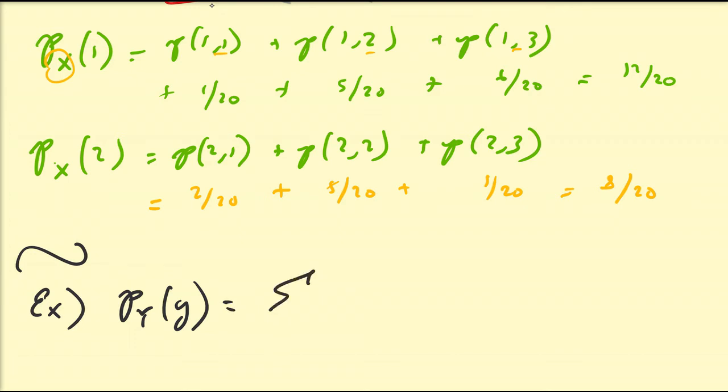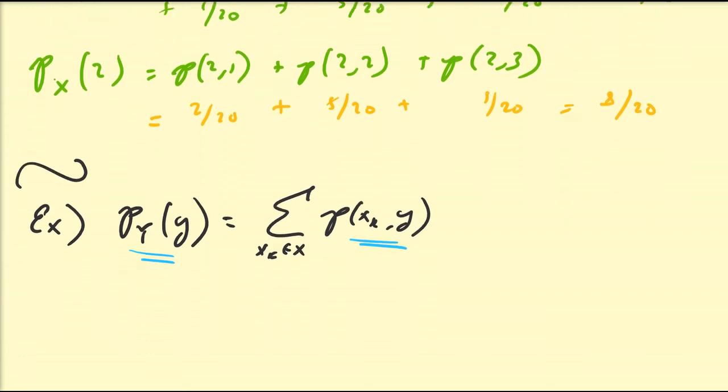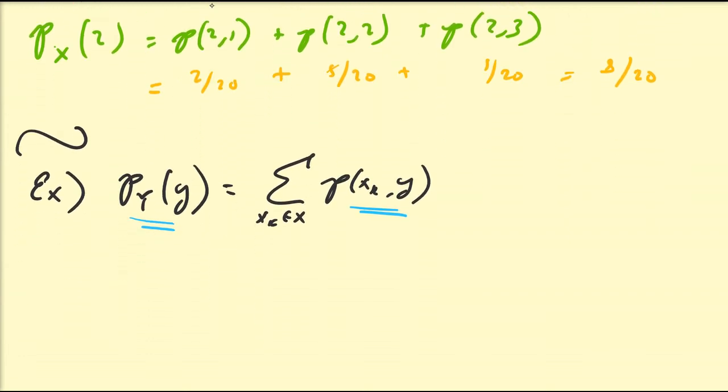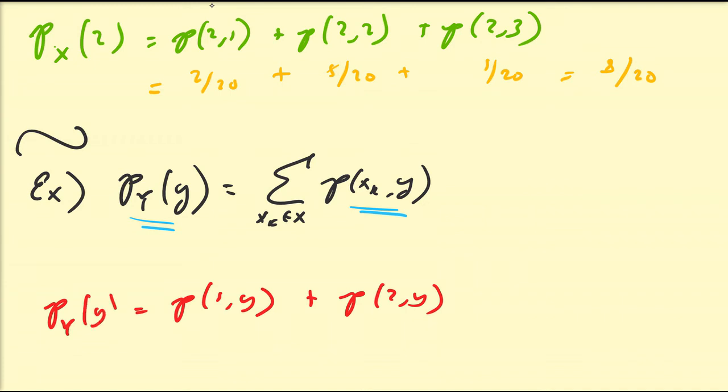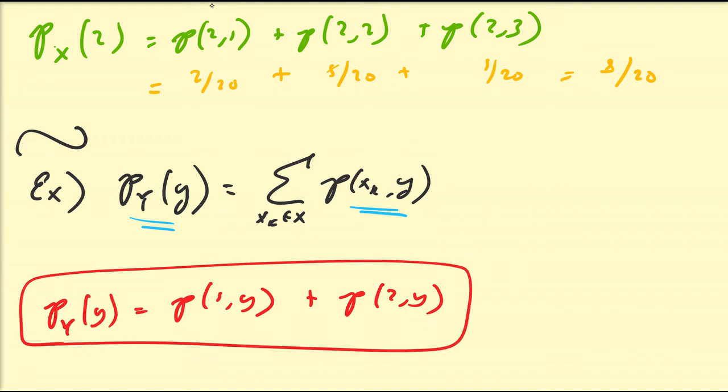So by definition, that's going to be the sum across all xk in x of p(xk, y). Keep in mind, this is the joint probability mass function on the right, and this is the marginal probability mass function for y on the left. All of the values for x, of course, are only 1 and 2. So this is going to be p of 1 comma y plus p of 2 comma y. So this is the implicit representation of the marginal PMF for y.